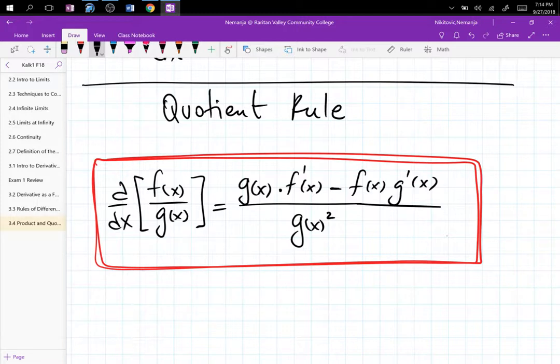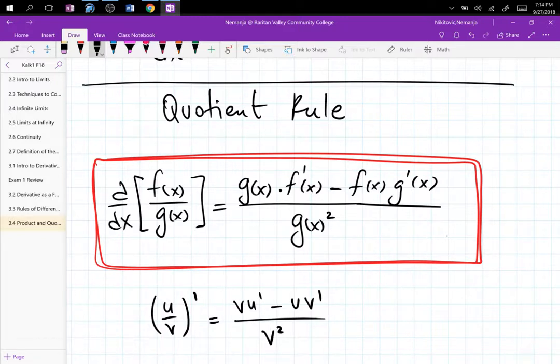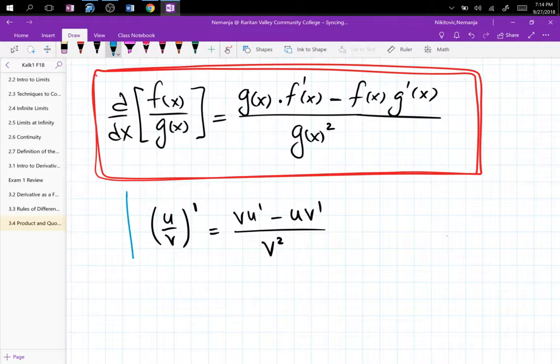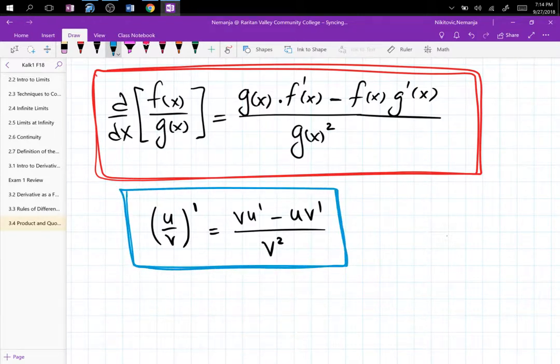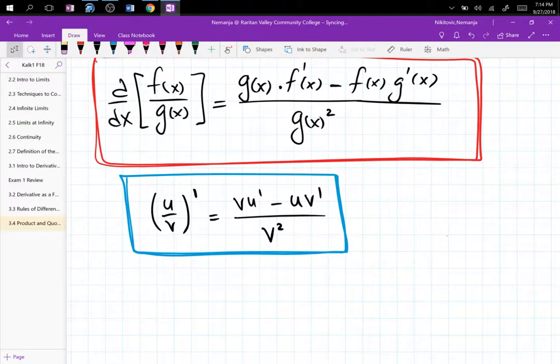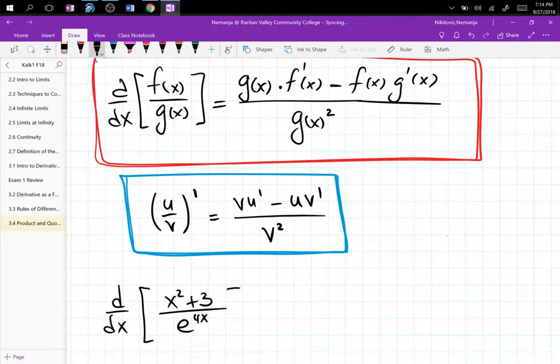Here is the uv prime is vu prime minus uv prime divided by v squared. This is u. So immediately, question: the derivative, and you can do this on your own, obviously. x squared plus 3 divided by e to the 4x. You have the formulas. Let's see what you get. If you have a question, raise your hand for high five.